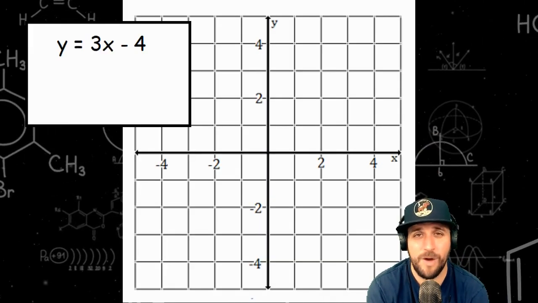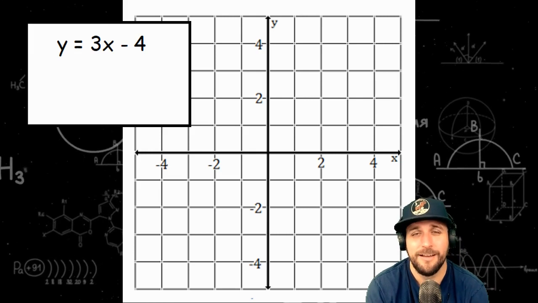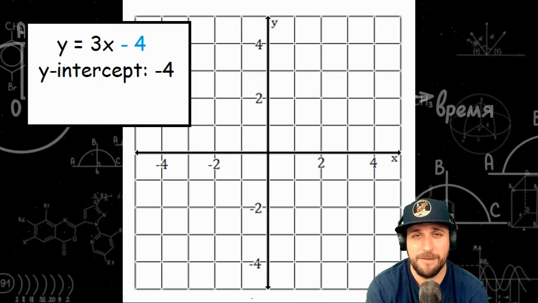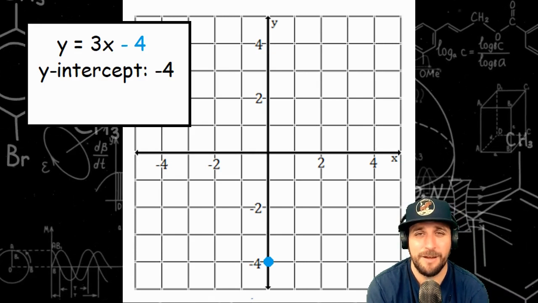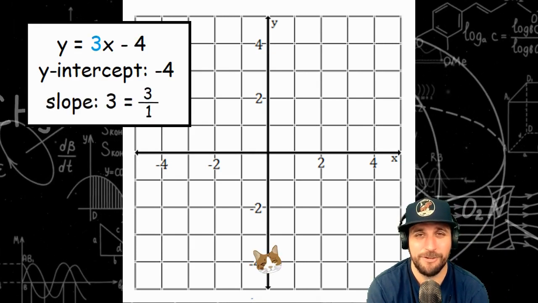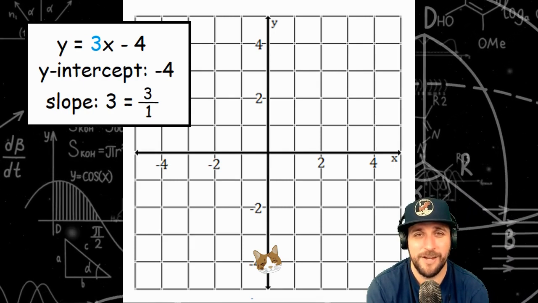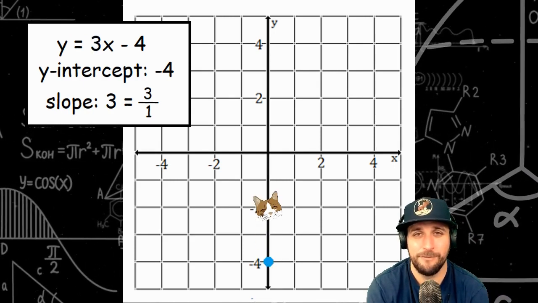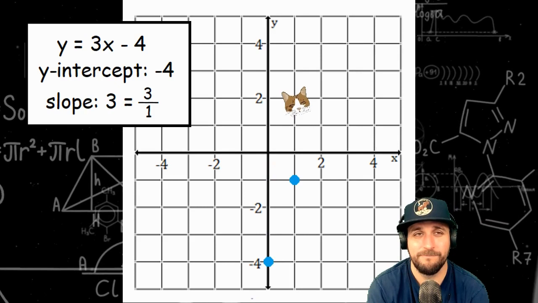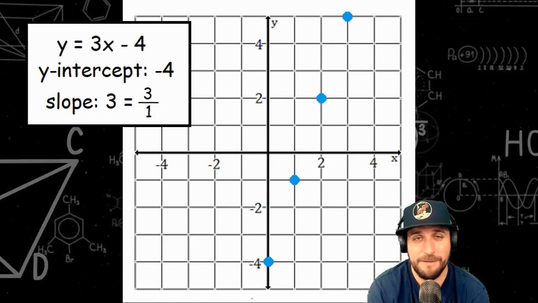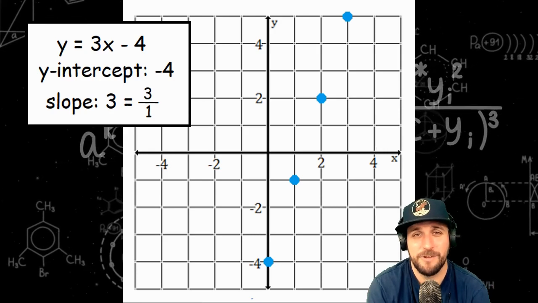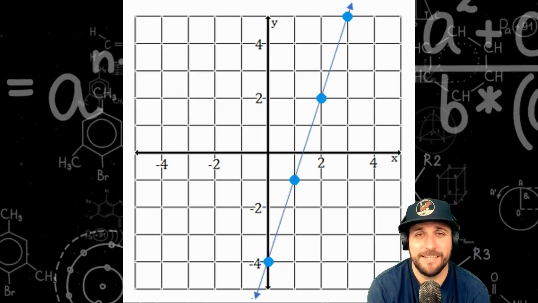The first example, y equals 3x minus 4. Negative 4 is my y-intercept, so that's where I start, at negative 4 on the y-axis. My slope is positive 3, or 3 over 1. So to find my other points, I would go up 3, forward 1, plot a point, and then do that over and over again till I found all of my points, and then connect them with a line, and there's your graph.